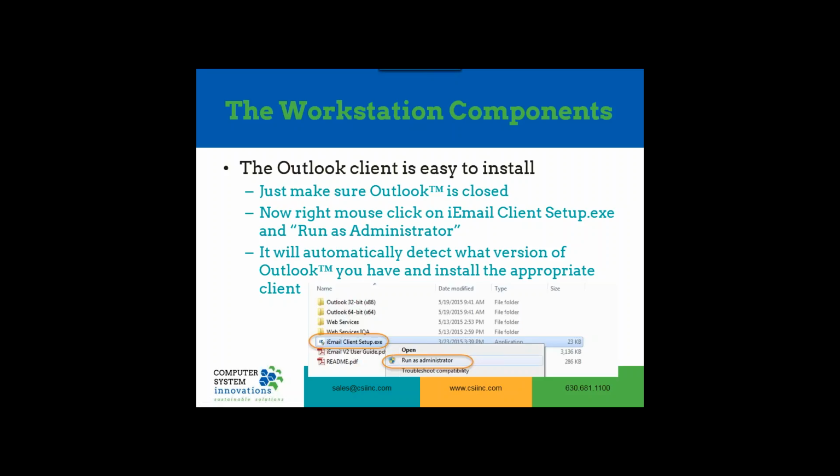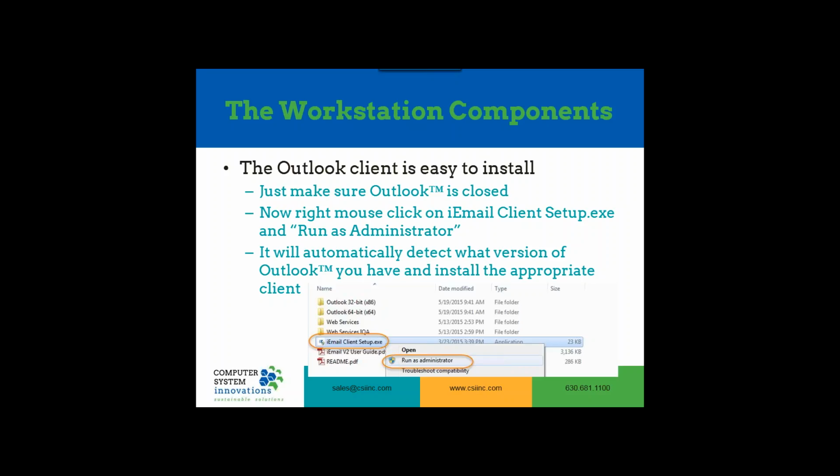We used to have all these steps where you had to figure out what version of Outlook you're on, and that was our number one source of challenges by people trying to install iEmail. So we've made it now, all you have to do is run the iEmail client setup. It will detect your version of Outlook, and it will automatically install the appropriate version of iEmail.